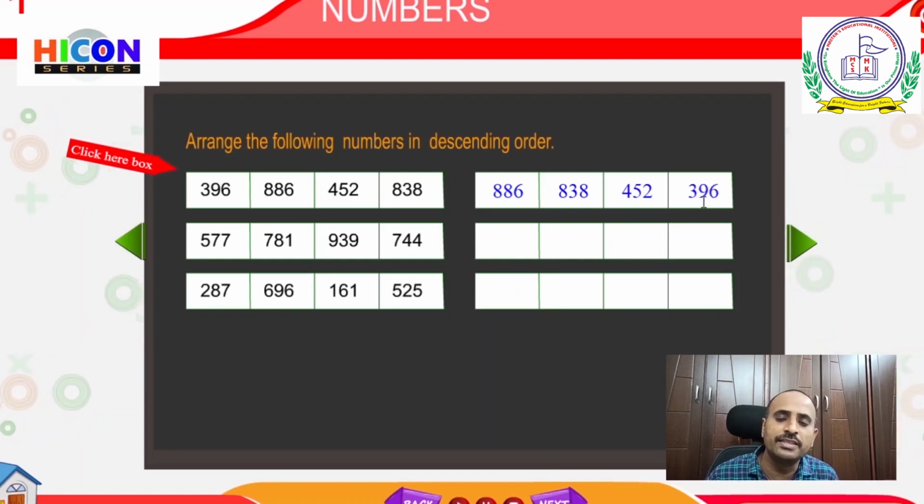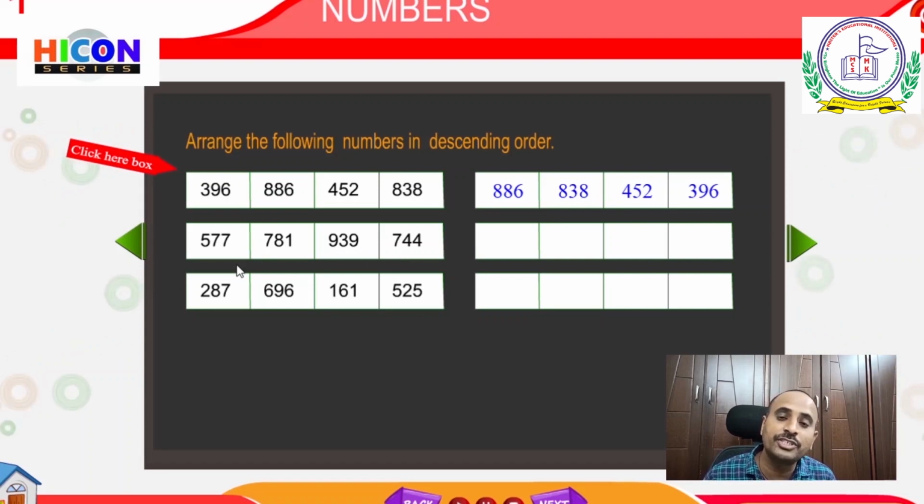So children, see the second problem. So here also 4 numbers are given and the 4 numbers are 3-digit numbers. That means all the numbers are 3-digit numbers. Number of digits are same. The first number is 577 and the second number is 781 and the third number is 939. Fourth number is 744. So now compare the first digit from the left side in each number.